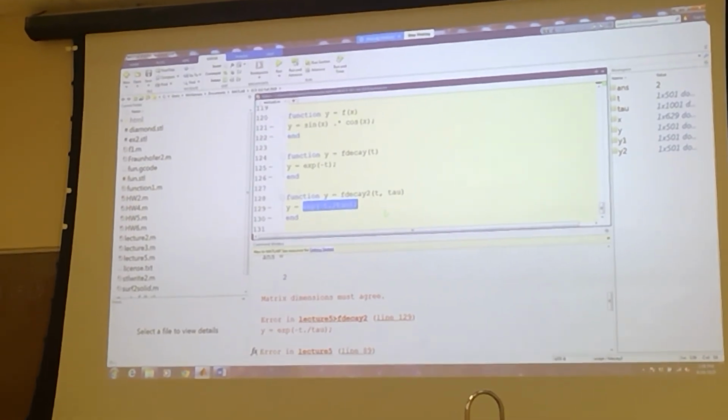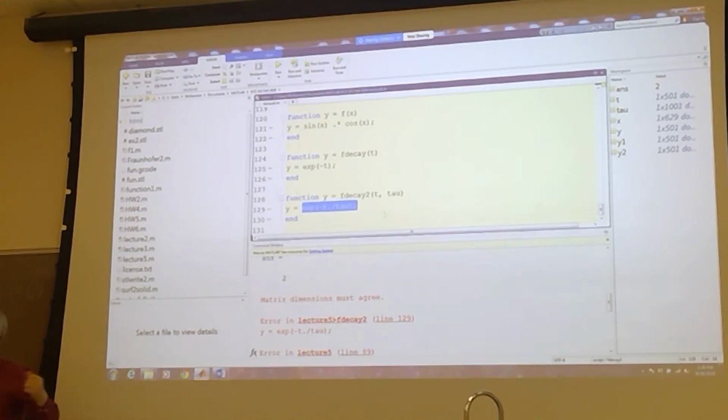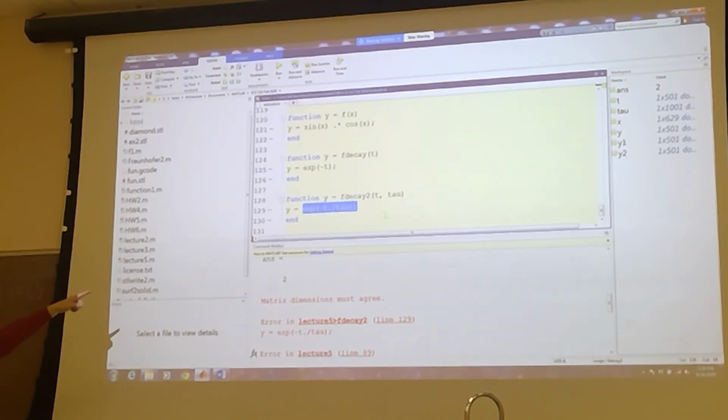But I don't want to create this array of tau and get one number back. I want a bunch of numbers, right? For every tau, I need a value of y. So this doesn't work, right? The matrix dimensions don't agree because you cannot send a matrix in where it needs a constant. Okay, tau has to be a constant.